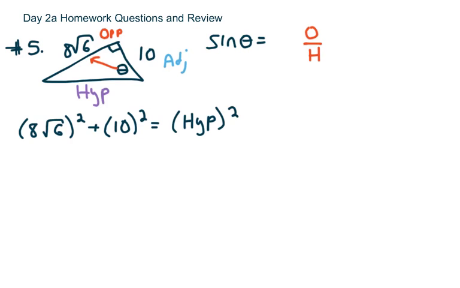Alright, so we have 8 square root 6 quantity squared plus 10 squared equals our c squared, or the hypotenuse squared. Okay? So let's clean this up. 10 squared is 100. And then 8 squared is 64. So I did the square on the 8 here. And then square root of 6 squared is just going to be 6.